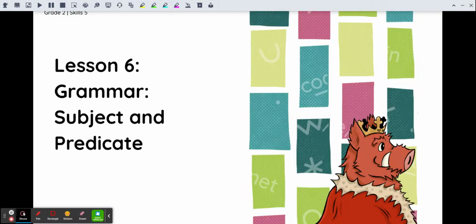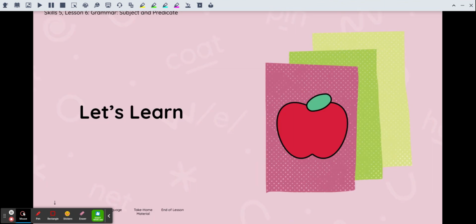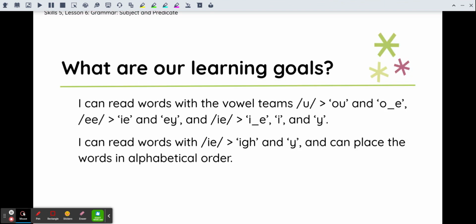Welcome to Lesson 6, Grammar, Subject and Predicate. Let's learn. Your learning goals today. What are our learning goals?